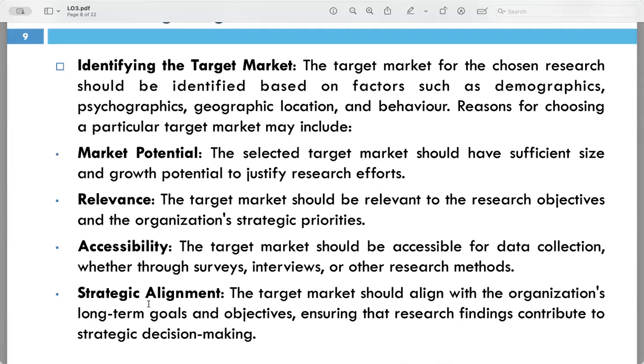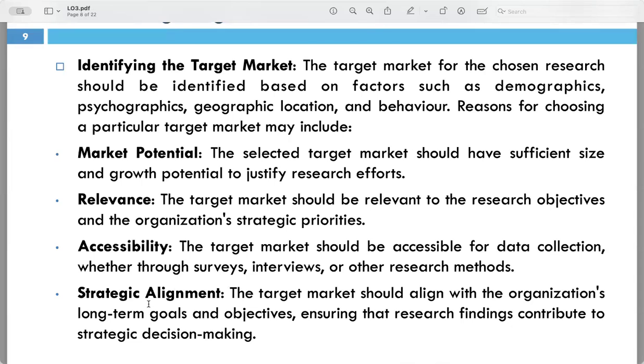Accessibility: the target market should be accessible for data collection through surveys, interviews, or other research methods. Accessibility ensures that the research can be conducted efficiently and effectively. For example, if online surveys are planned, the target market should have a high level of internet usage.